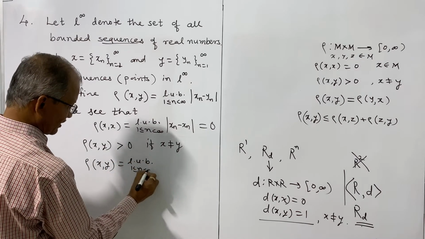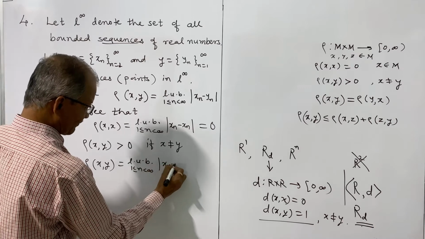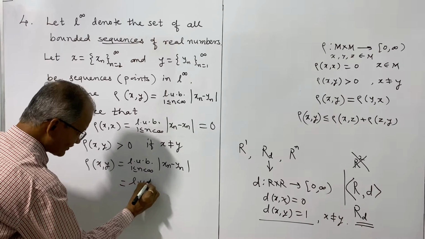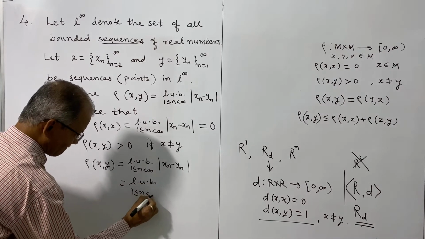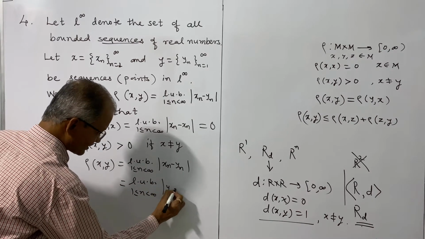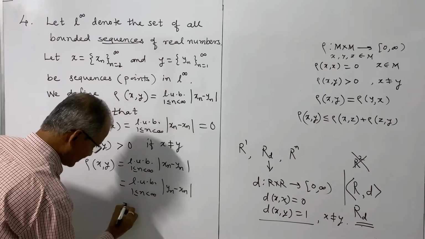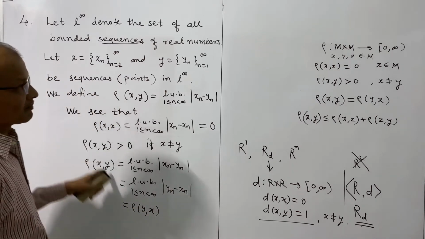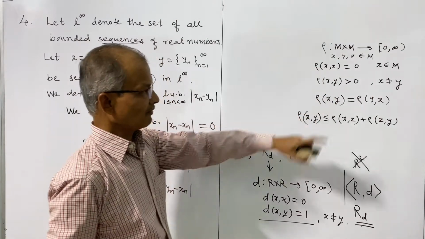And further, rho of x and y is the least upper bound of the absolute value of xn minus yn, but this is the same as the absolute value of yn minus xn, and that is rho of y and x. So thus the first three properties are verified.